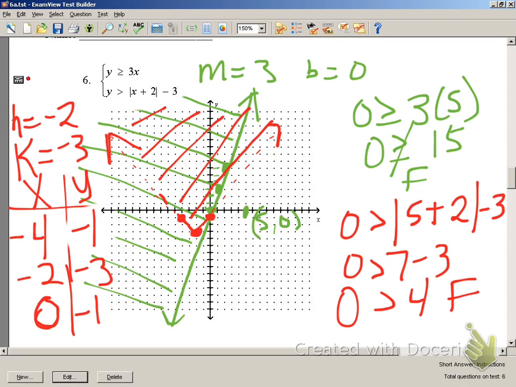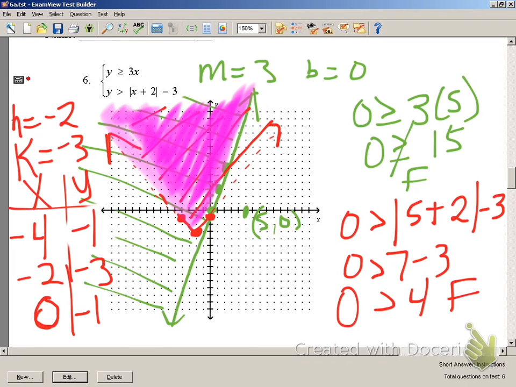So therefore my solution comes down through here and then follows this green line. That would be my cross-hatched area, my feasible region. And that is your startup for week number 6.